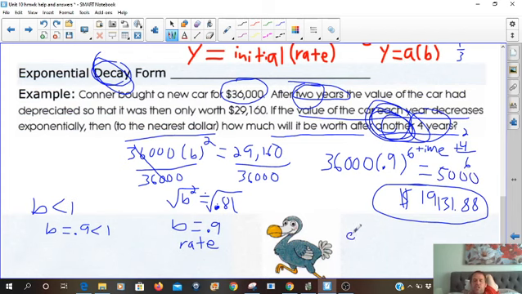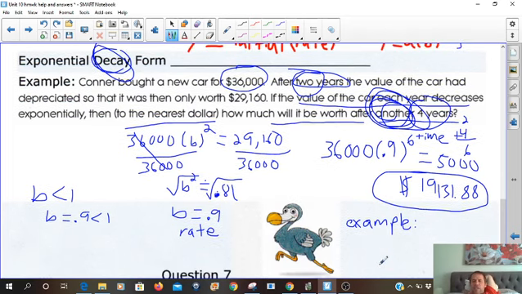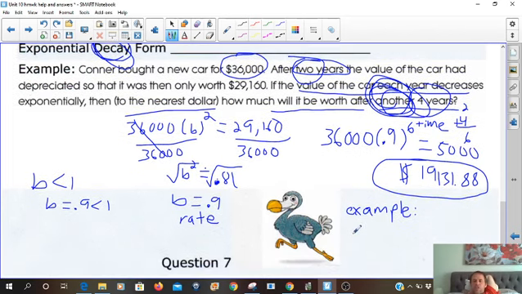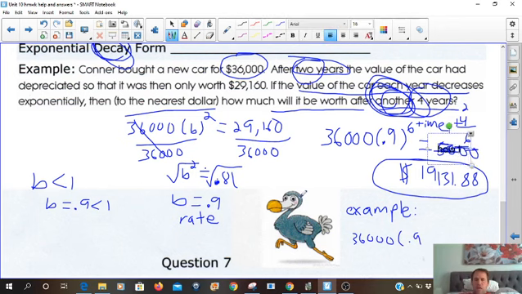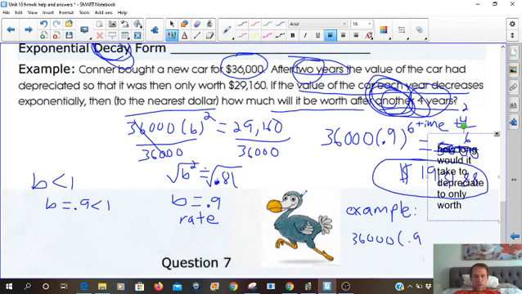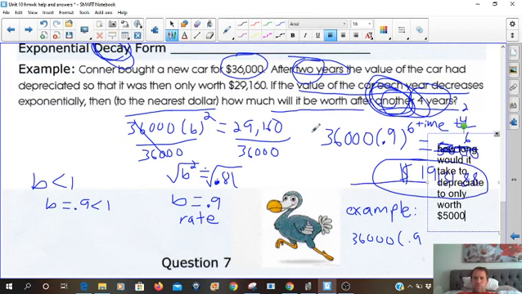And so this is just another example, really quick. Let's try it in our practice test. So you do your initial, 36,000. And then you do your 0.9. So how long would it depreciate? Let me just write that question. How long would it take to depreciate to only worth, when I come along and buy it, $5,000?